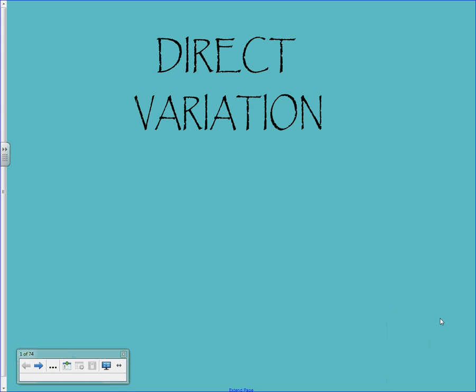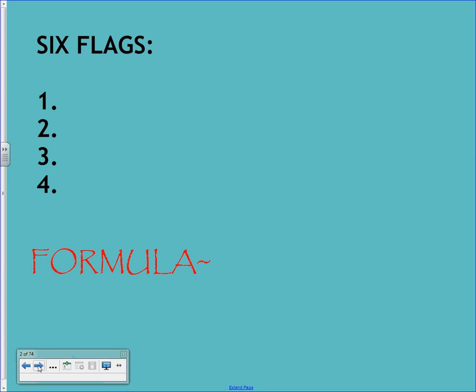Welcome to Chapter 2, which is all about variation. Today's section is Section 2.1, which is on direct variation. So first, let's think about going to Six Flags.